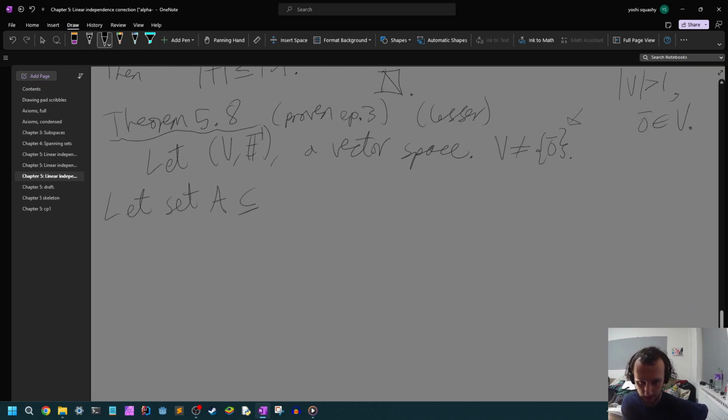So let set A be a subset of V, and oh yeah, there's 3 things. So we've got A is a subset of V, A spans V, and this is the bit that equals: span of A equals V. And this is the bit I missed before, so we'll do this all in blue.